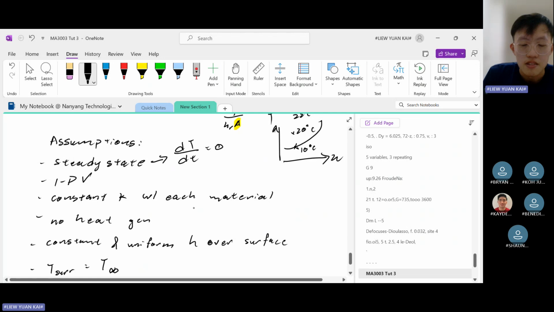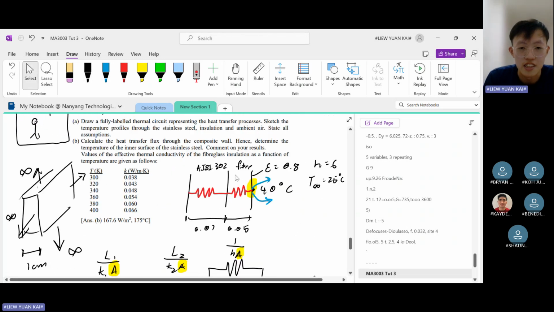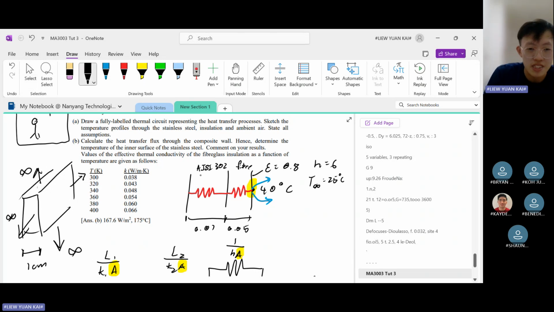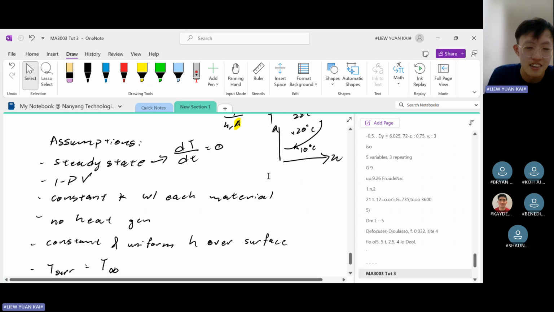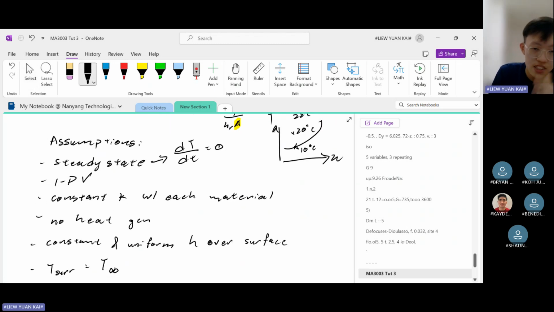Constant K with each material, okay? So each material, the steel and the fiber, doesn't change the value of K. There are some advanced materials where at this position K is, for example, 10 units, then K here will be 5 units, then K here will be 8 units. But don't worry, in heat transfer, there's rarely a varying K situation. So constant K with each material, no heat generation.